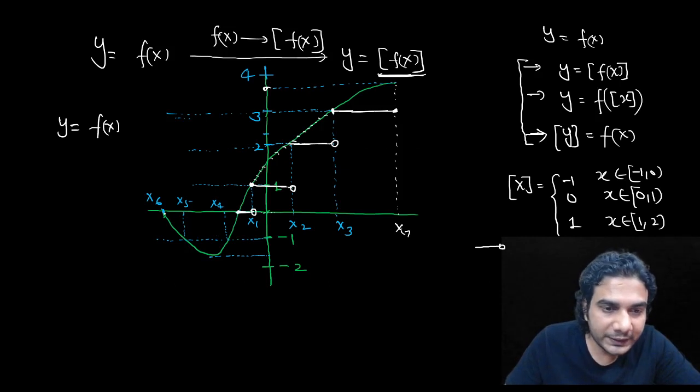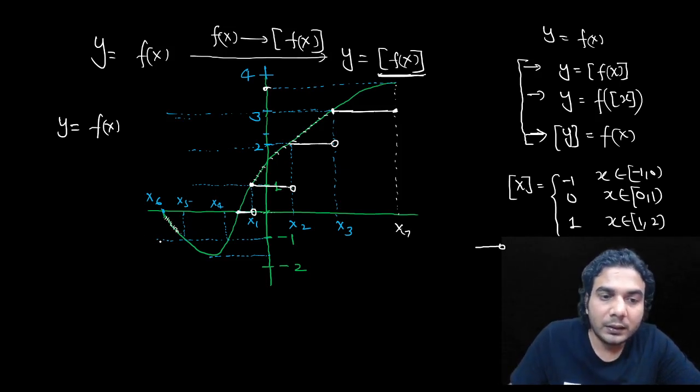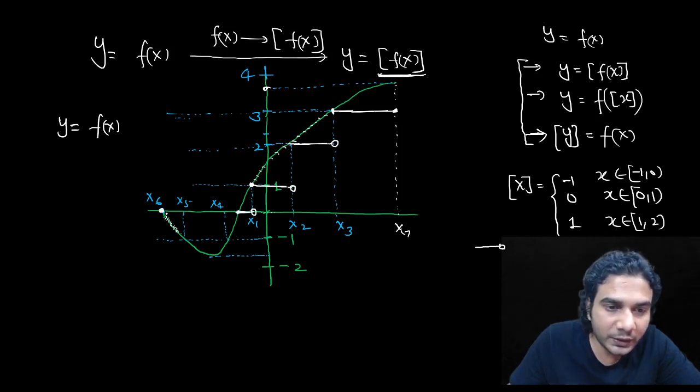So in this case, you can see this graph is decreasing. It's starting from x6 to x7. All right, this portion. So between x6 and x7, it is between minus 1 and 0. So at x6 it is 0. So the greatest integer of 0 will remain 0. All right, and here it will be excluded.